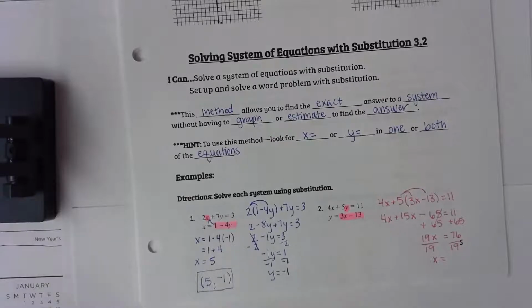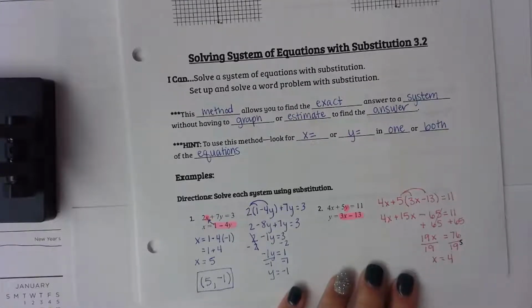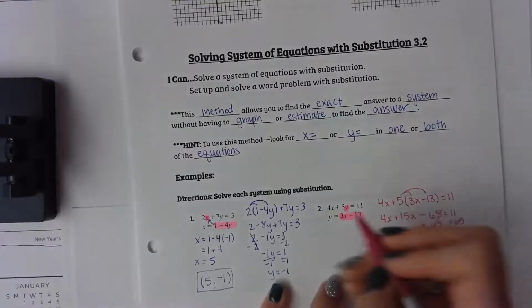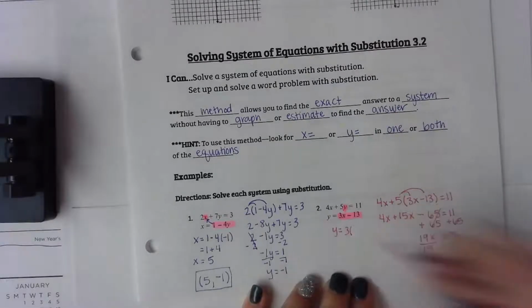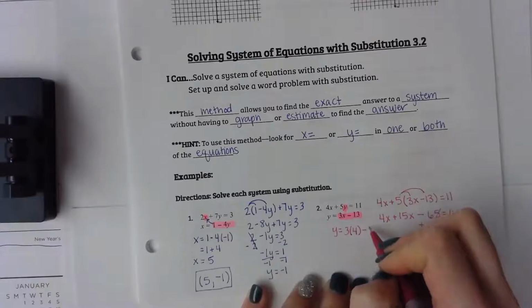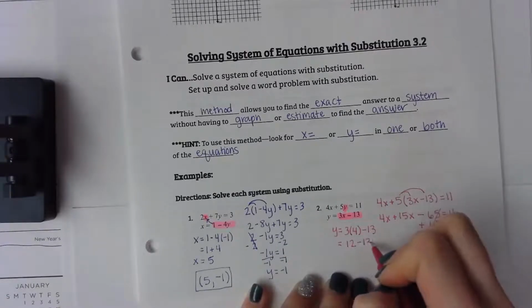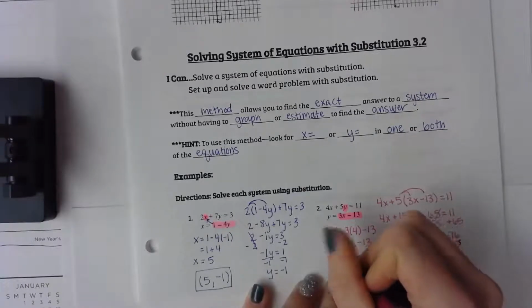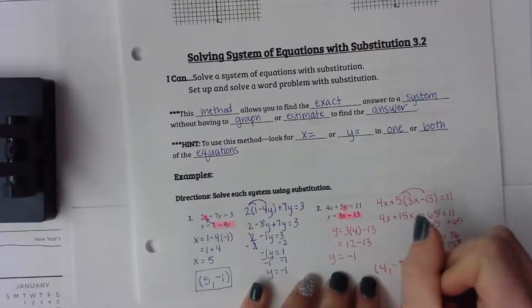Okay, that's 4. Now I'm going to plug that back into this equation. It just makes it easier because this already says y equals. So y equals 3 times 4 minus 13. So 3 times 4 is 12 minus 13. 12 minus 13 is negative 1. And we need to make sure that we write that as a point. It goes x first, so 4, then negative 1.